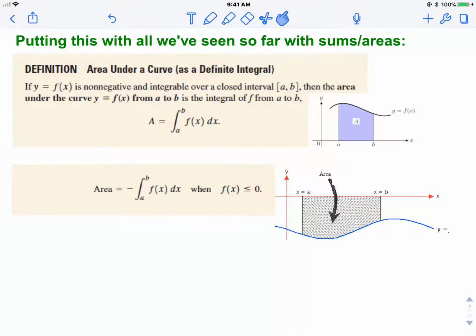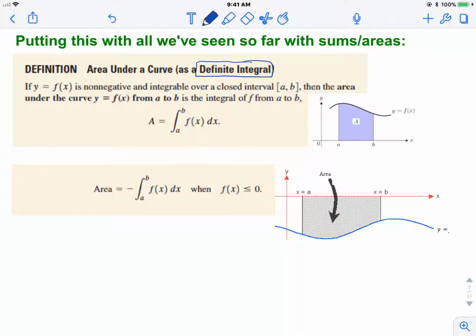So let's put this all together. We've talked about areas, we've talked about some notation, and this will take some time to get used to, and you will. So there's two rules in here that combine the notation and the idea of the area. In the first one, it's a definition. It's telling you what this actionable definite integral thing means.